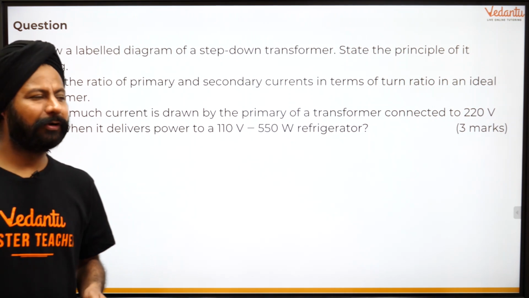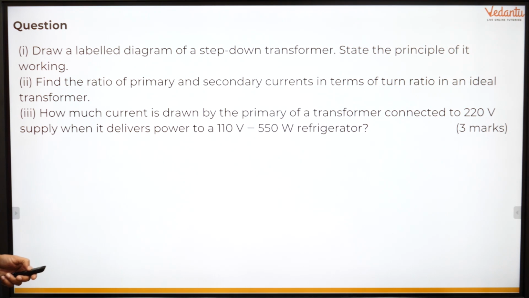Now, draw the labeled diagram of a step down transformer. State the principle of its working. है ना, बहुत कुछ इसमें पूछा है, लेकिन ये 3 मार्क का क्वेश्चन है. तो स्टेप बाय स्टेप करते हैं.